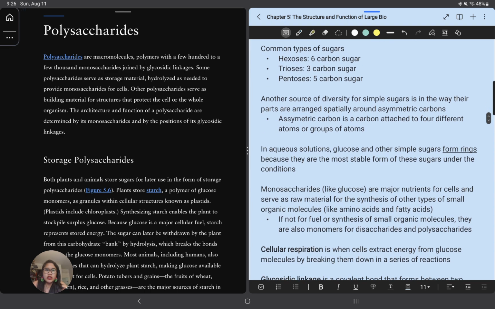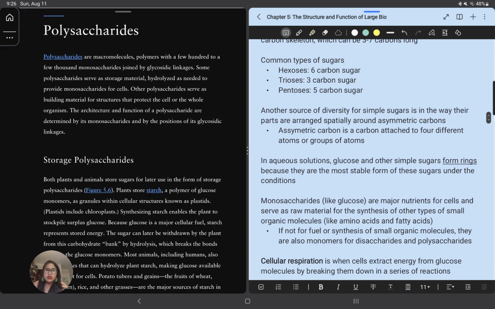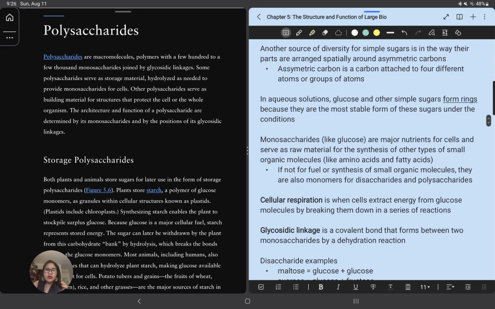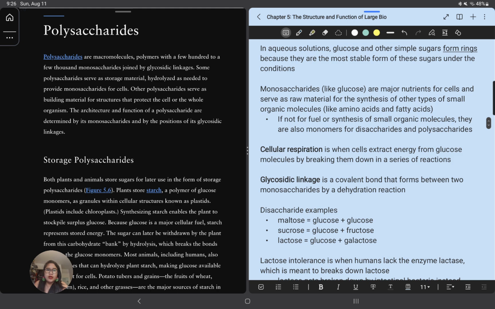And common types of sugars are hexoses, trioses, and pentoses, which depend on the number of carbons within the skeleton. Another source of diversity for simple sugars is in the way their parts are arranged spatially around the asymmetric carbons. And an asymmetric carbon is a carbon attached to 4 different atoms or groups of atoms. In aqueous solutions, glucose and other simple sugars form rings because they are the most stable form of these sugars in these conditions.